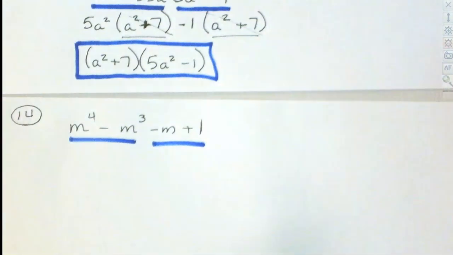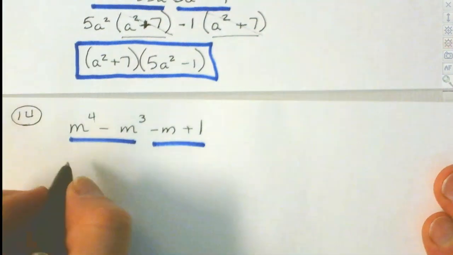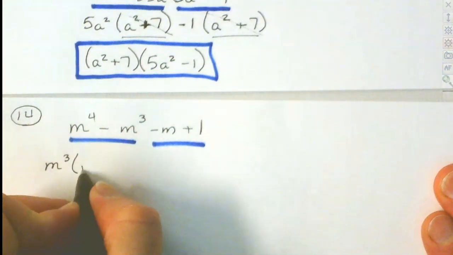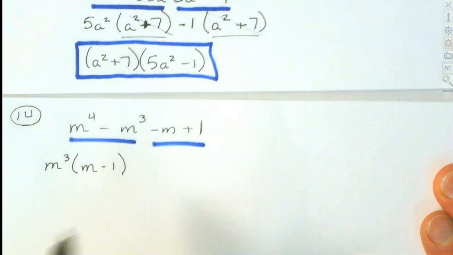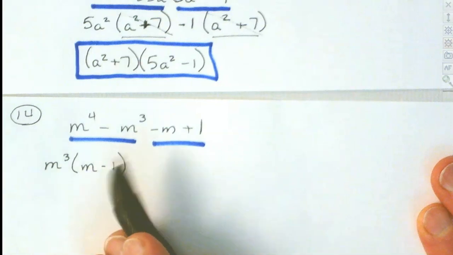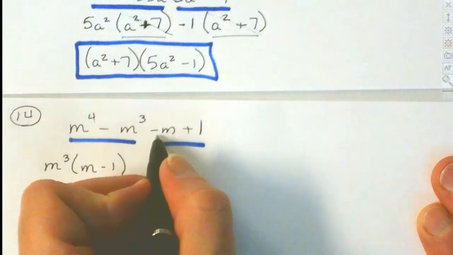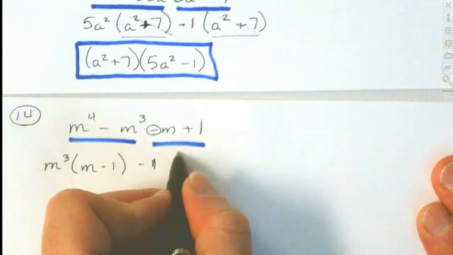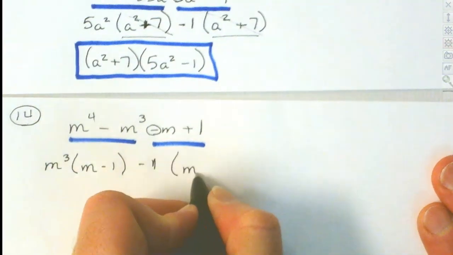Because I look at this and I say, okay, here, if I factor out an m cubed, that's going to leave me with an m minus 1. And that's very, very similar to this. Right? Because once you've done that, then you can see, oh, this is going to match up with that because this begins with a negative. So I'll factor out a minus 1. And that's then going to leave me with an m minus 1.